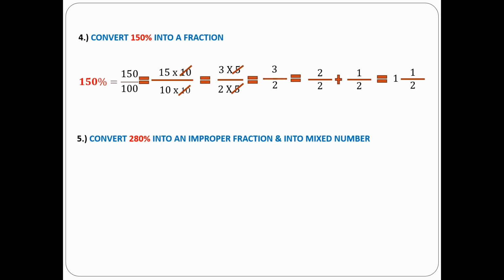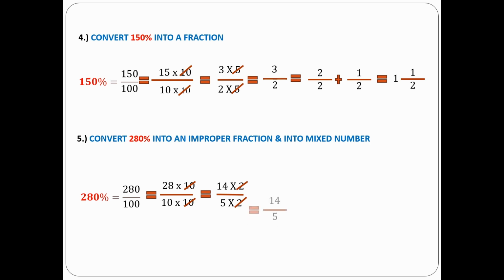Convert 280% into an improper fraction and into a mixed number. So 280% is basically 280 over 100. Now the first thing to do is reduce the fraction. 280 is 28 times 10, and 100 is 10 times 10. We can cancel 10, but 28 can be further reduced to 14 times 2, and 10 into 5 times 2. So we can cancel 2. So 280% was converted into an improper fraction equivalent to 14 over 5.